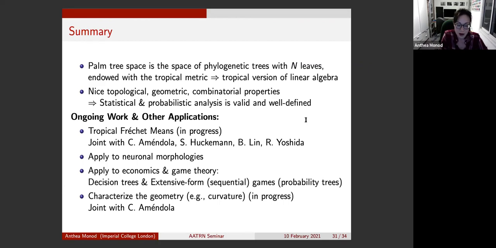And then also, given that the main theorem of the BHV tree space paper is that it's a CAT(0) space, which is an implication of its curvature, right? We can also study other characteristics of the geometry of our space, which are still unknown, for example the curvature. So this is one paper that I'm currently writing with Carlos Amendola, which actually characterizes the curvature of the space.